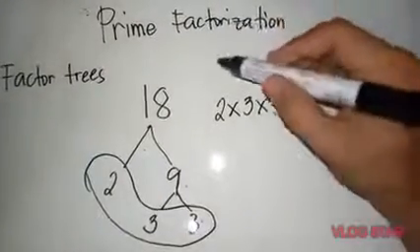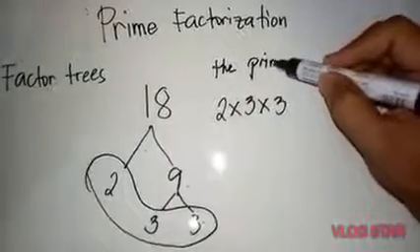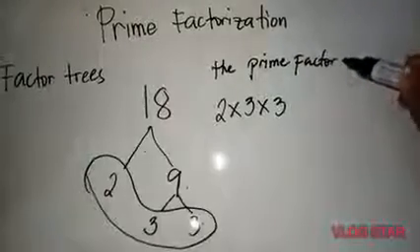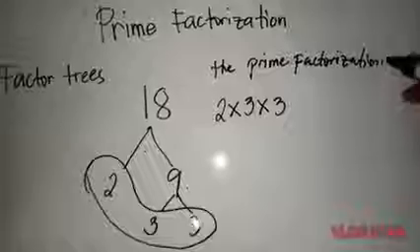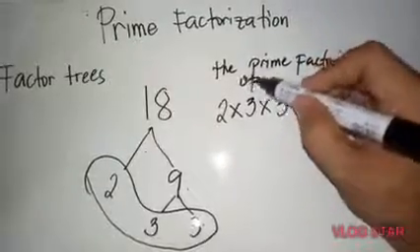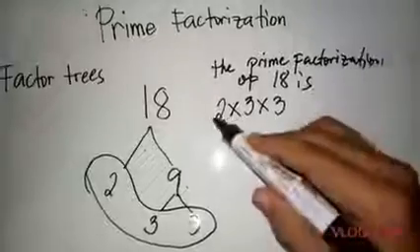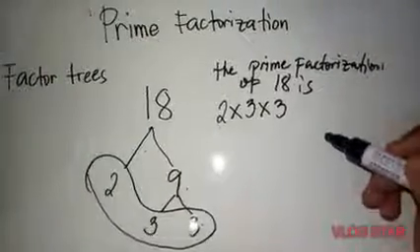So the prime factorization of 18 is 2 times 3 times 3.